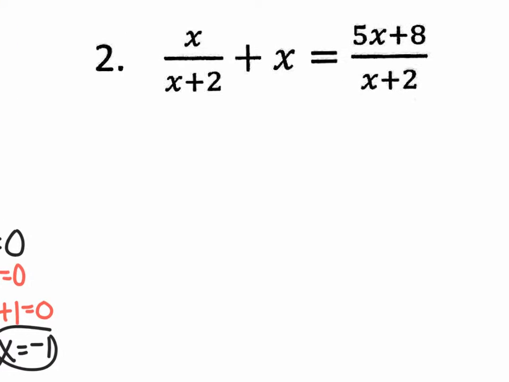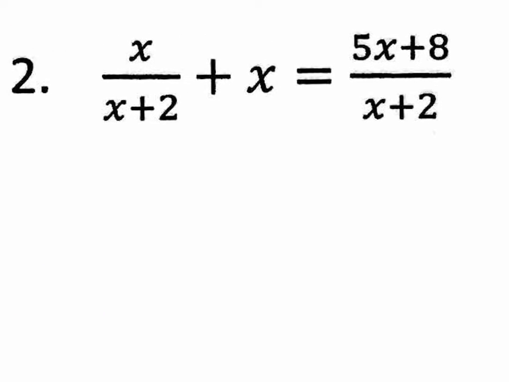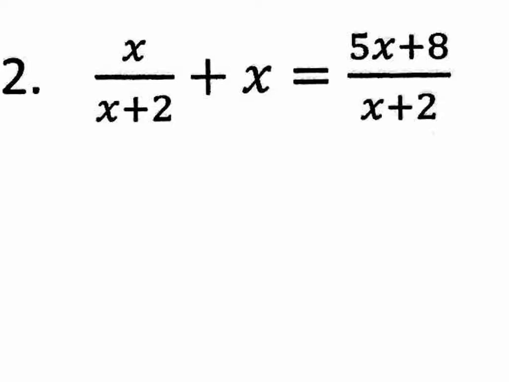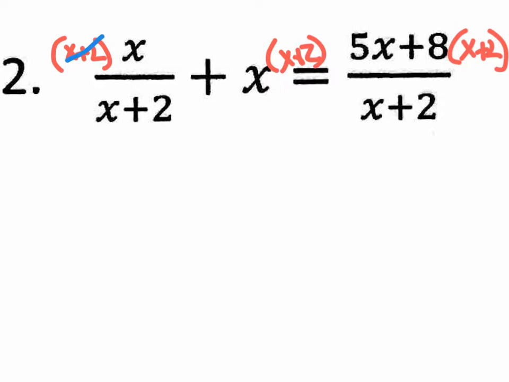Okay, solving this one, we'd have to get rid of the fractions. And how do you get rid of a fraction? By multiplying everything, 1, 2, 3, by the denominator x plus 2. So we need to multiply everything by x plus 2. So there it is. Everything is being multiplied by x plus 2. And of course, the x plus 2 on top cancels with the x plus 2 on the bottom. What do we have left?